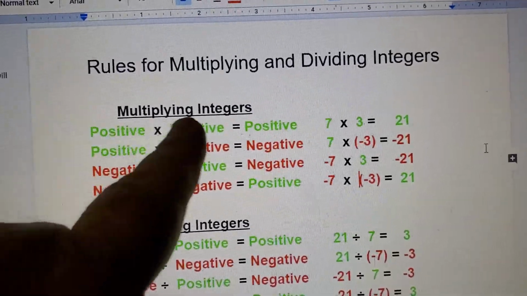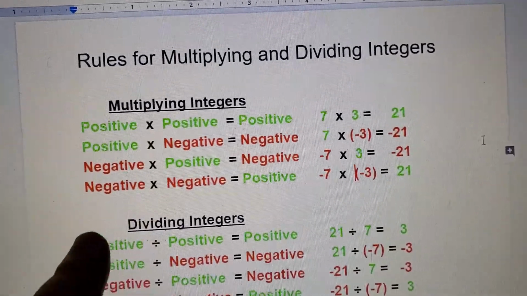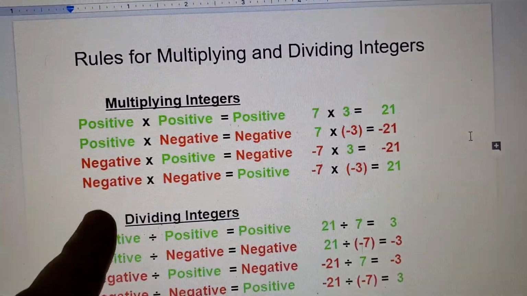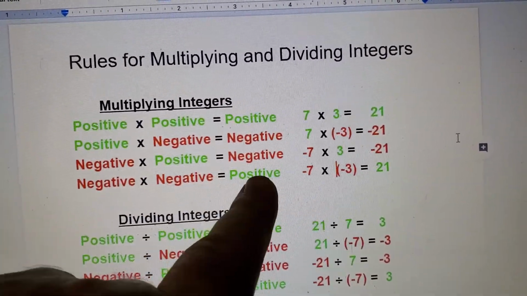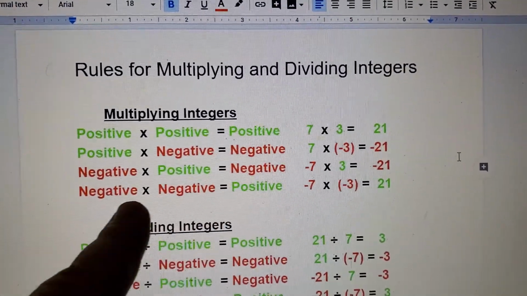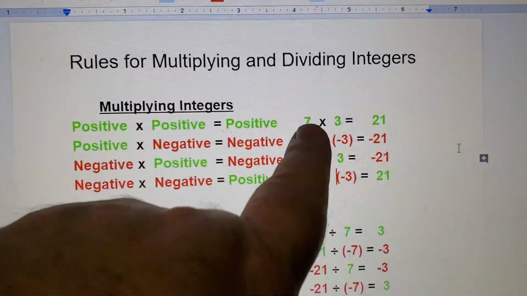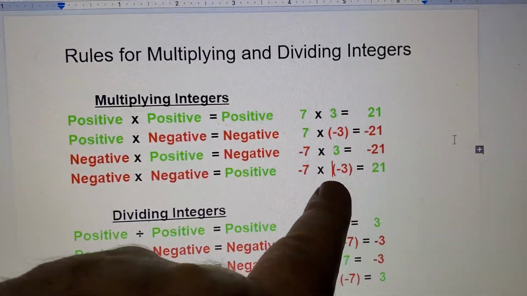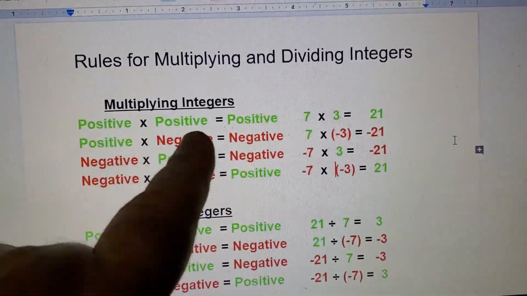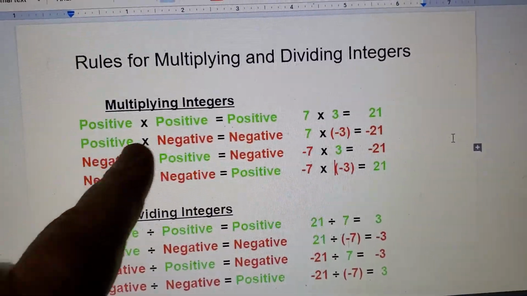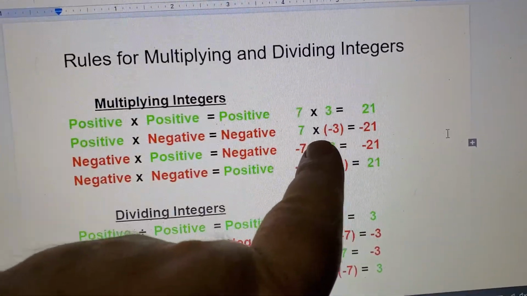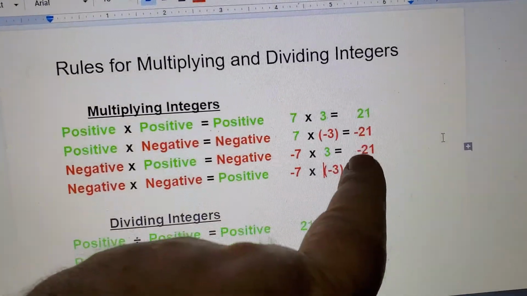Basically, if the signs are alike, positive, positive, the answer is positive. Negative, negative, the answer is positive. If the signs in the problem are alike, the answer is going to be positive. If the signs are different, positive, negative, or negative, positive, the answer is always negative.